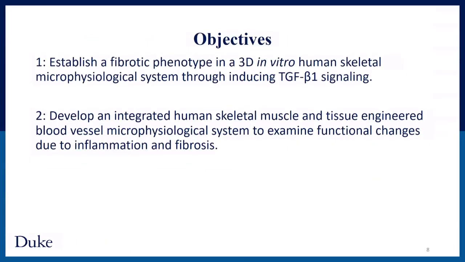So with the approach to recreate the disease in these systems, we have 2 objectives in this study. The first one is to establish a fibrotic phenotype in a 3D human skeletal muscle system through overexpression of TGF-beta1. The second objective is to develop an integrated system with the muscles and the vessels to examine the functional changes due to inflammation and fibrosis.